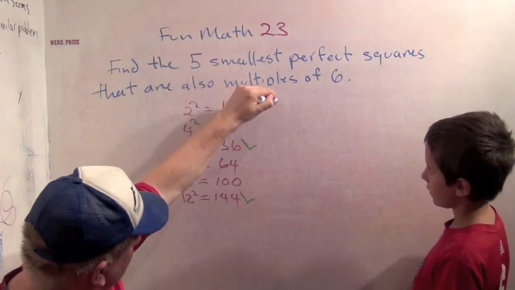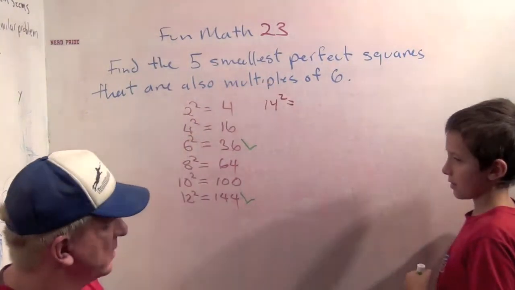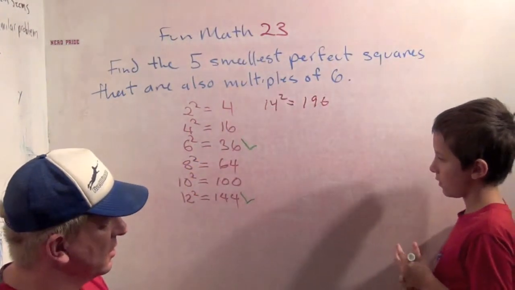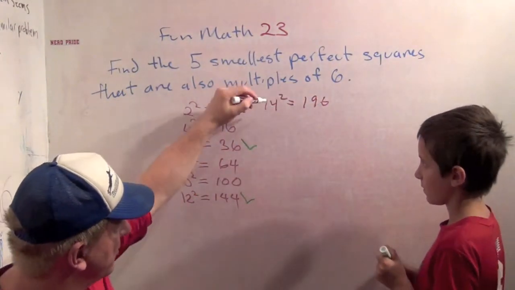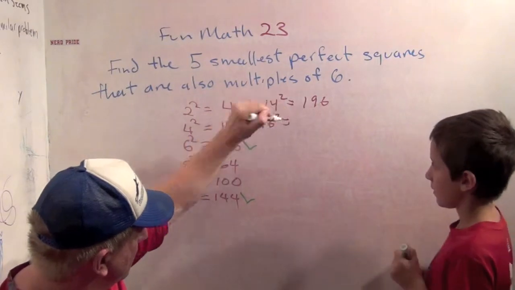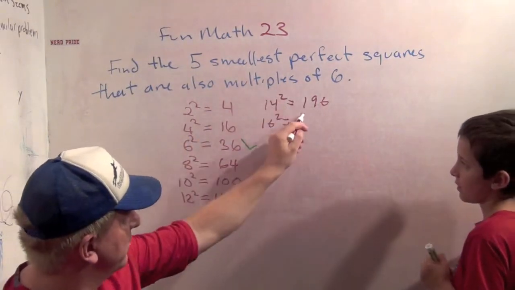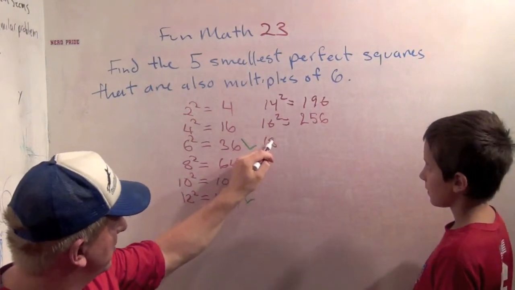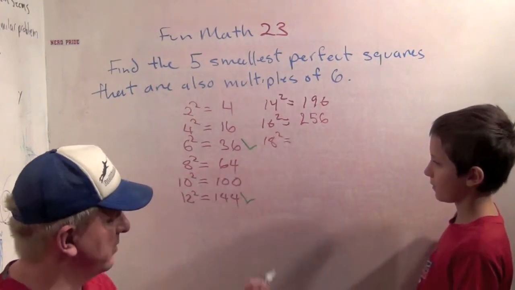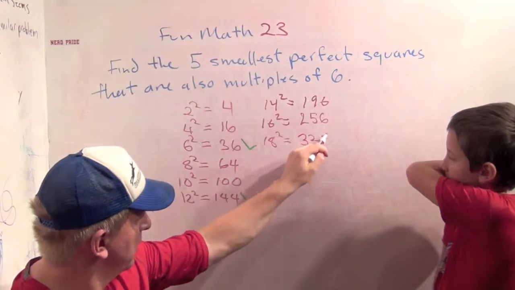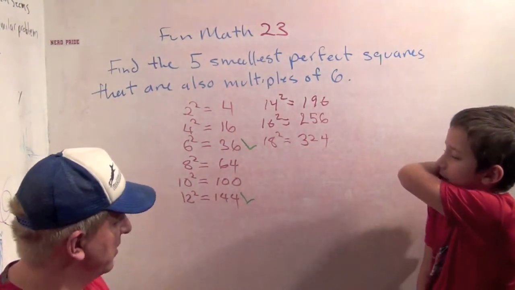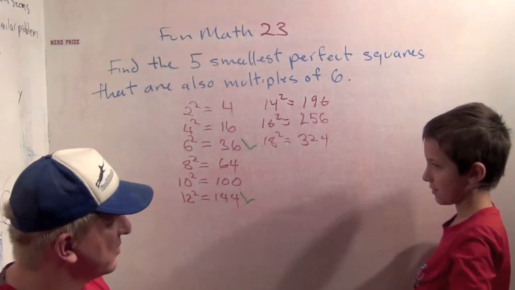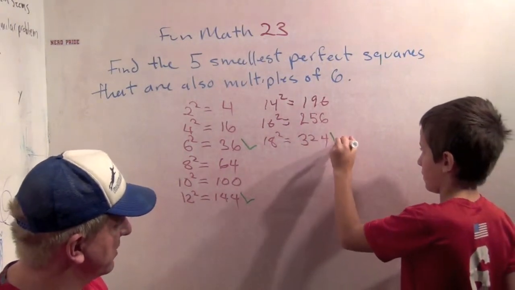So 14 squared, do you know what that is? 196. Very good. Is that a multiple of 6? No, we don't have any 3s. 16 squared is 256. We have 2s but not 3s. Okay, 18 squared, do you know what that is? 324. Is that a multiple of 6? Yes. Why? We have 2s and 3s. It's already a multiple of 6.